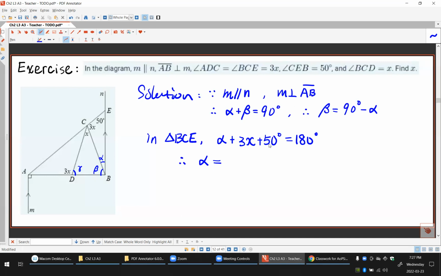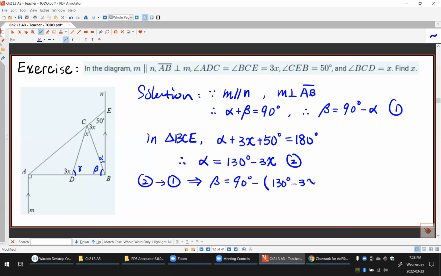So alpha is just 180 degrees minus 50 degrees, which is 130 degrees, minus 3x, right? Okay, if this is the relationship between alpha and x, if we put it here, that means we can represent beta also using x, right? Understand? Okay, so let's call this 2 and this 1. Let's put 2 into 1. This will give us beta equals 90 degrees minus alpha. Note alpha is just 130 degrees minus 3x, right? So in this way, we know beta is 3x minus 40 degrees, right? So far we have successfully represented beta using x, right?